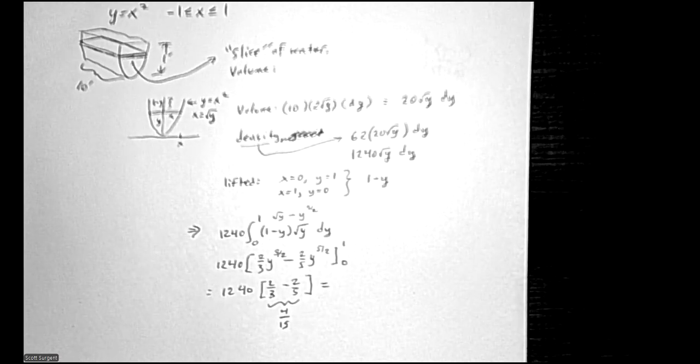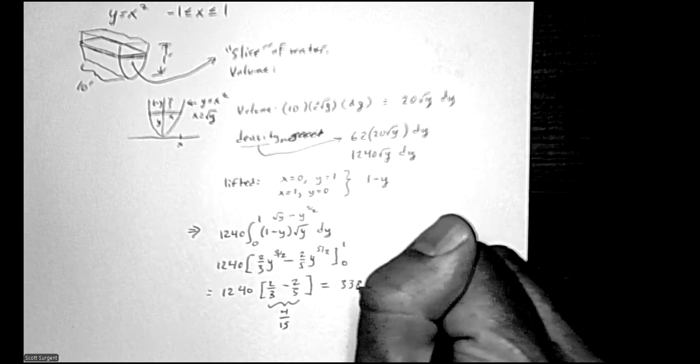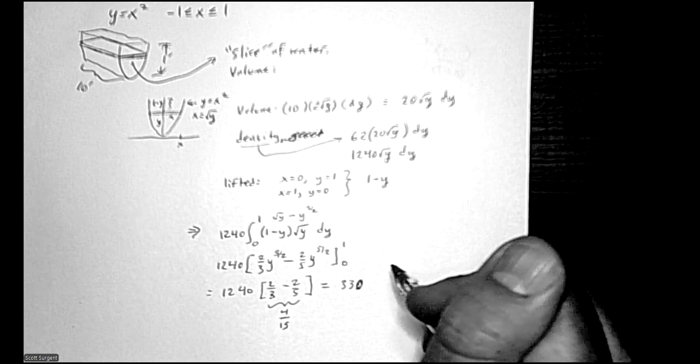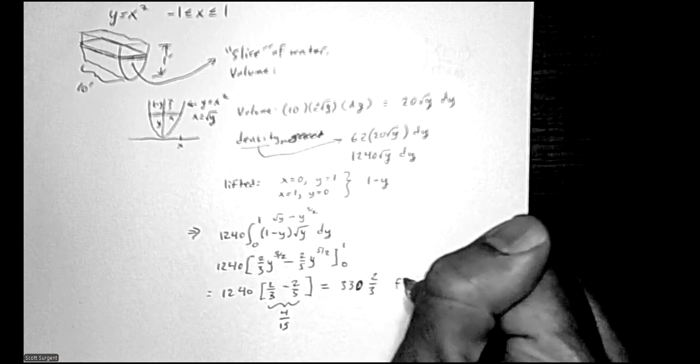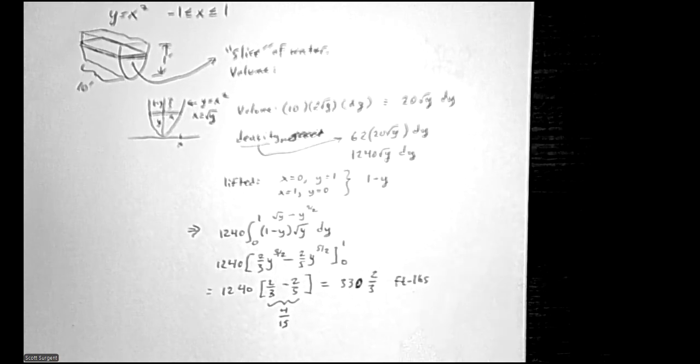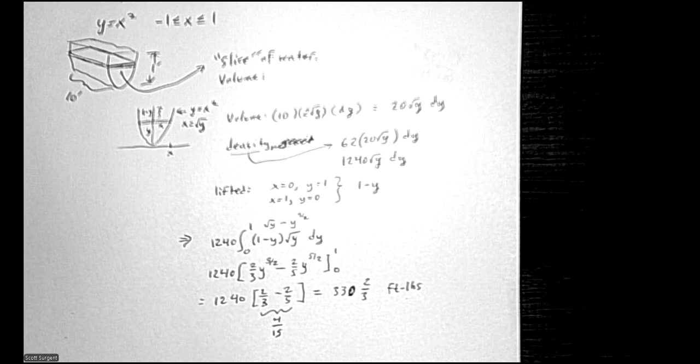So 1240 times that is 330 and 2/3. I'll write it as a traditional 2/3. That'll be foot-pounds. There you go. Does that help?